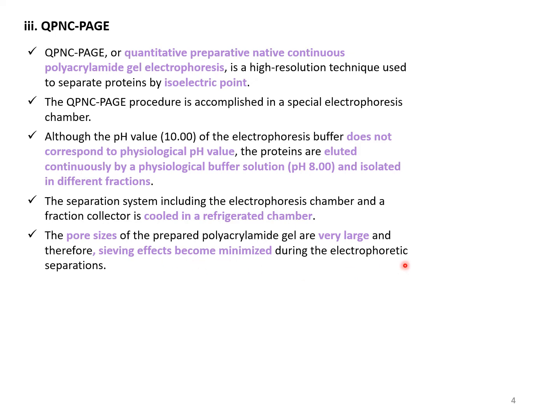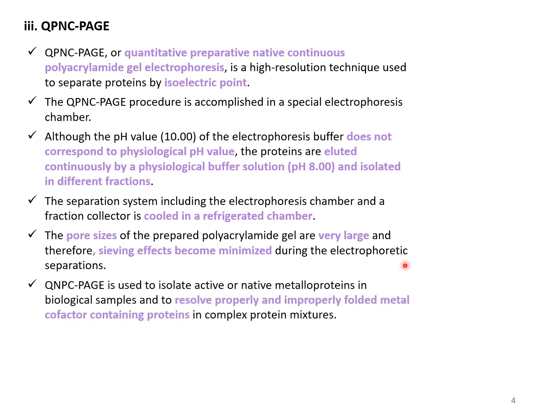Obviously, if your pore sizes are small, then huge complexes will face more resistance and more difficulty when migrating through the gel. So large pore sizes are typically preferred. QPNC PAGE is used to isolate active or native metalloproteins in biological samples, and to resolve properly and improperly folded metal cofactor containing proteins in complex protein mixtures.